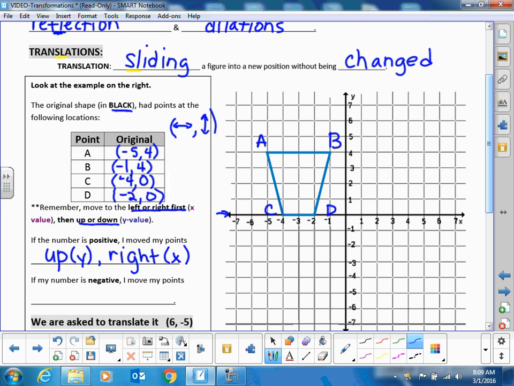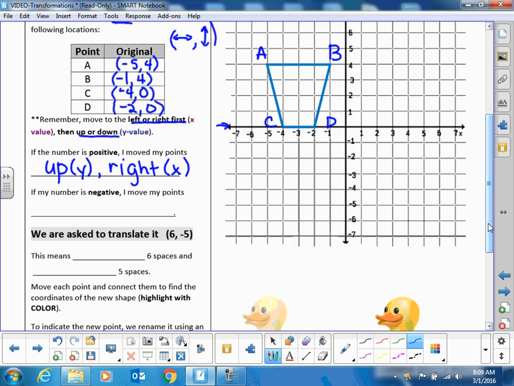Sometimes they give it to you as a coordinate, an x, y coordinate, and ask you to move it. If the number they give you is negative, then you're going to move either down, if it's your y, or left for your x. So remember, all of your numbers on the left or down are negative, and if you move right, they're positive, and up, they're positive.